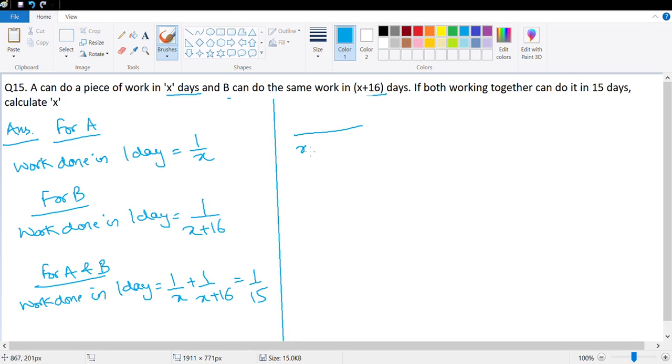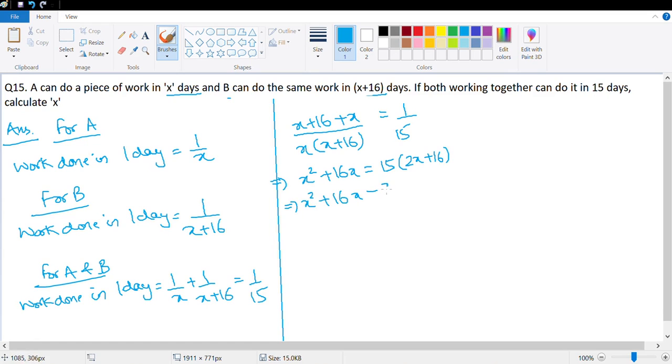So the LCM will be x times x plus 16, and this is x plus 16 plus x is equal to 1 upon 15. Cross multiplying, I get x square plus 16x is equal to 15 times 2x plus 16, which is x square plus 16x minus 30x. 15 into 2, that's 30x, minus 15 into 16, that's 240. Minus 240 is equal to 0, which means x square minus 14x minus 240 is equal to 0.